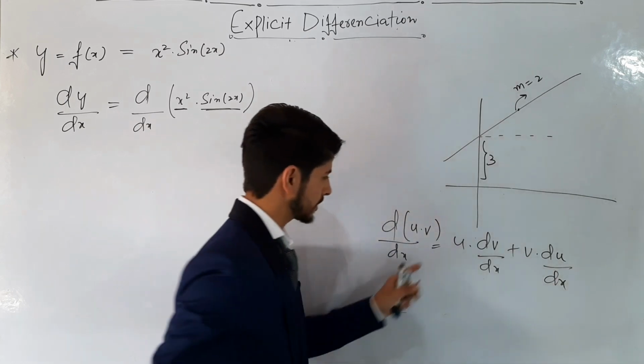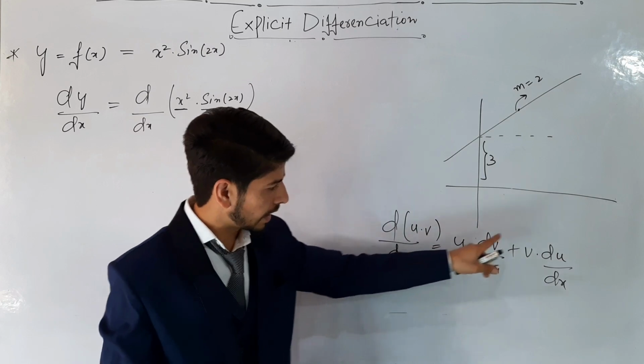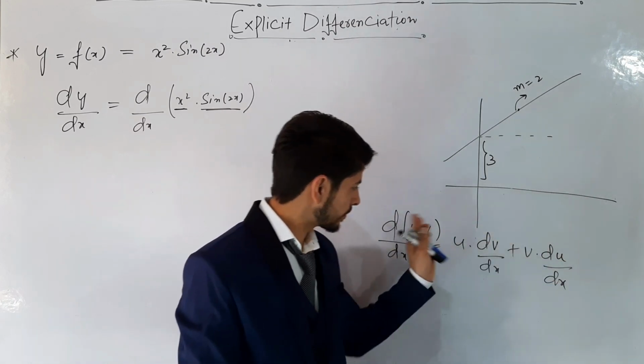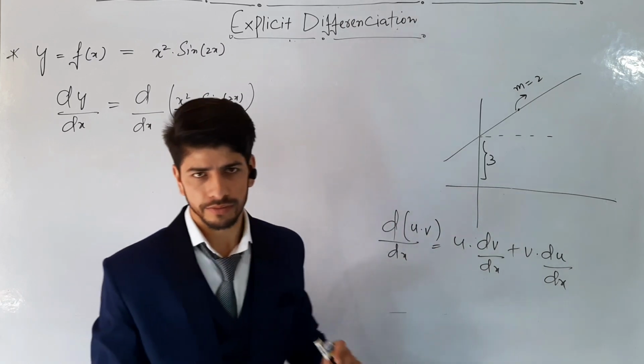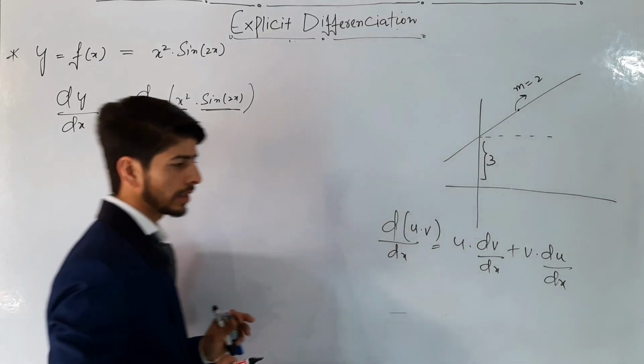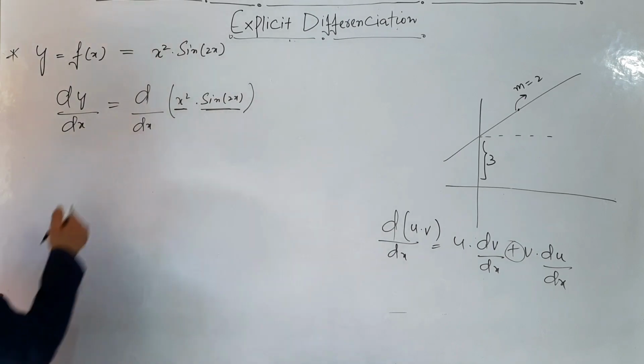You have to differentiate first one function, keeping the other as it is, and then plus you have to take the other function as it is and the derivative of the function that you didn't differentiate before. Isn't this clear? It's u differentiation of v plus v differentiation of u. You take a plus sign here.